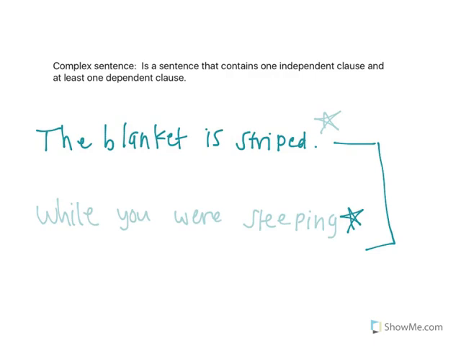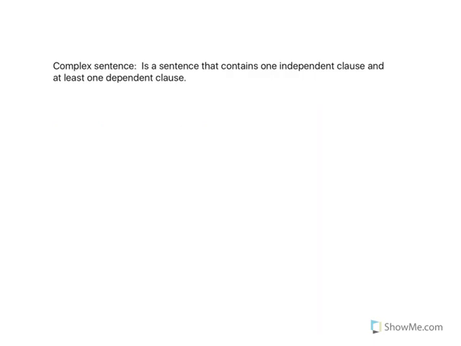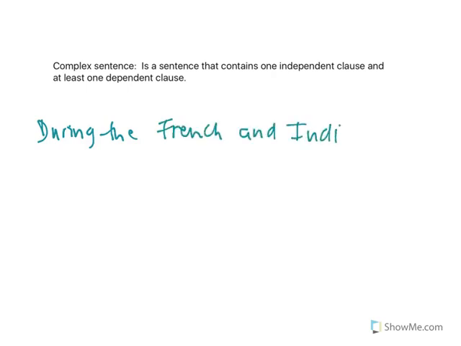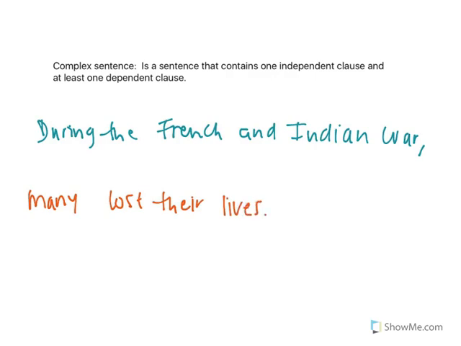So for example, a complex sentence might be, during the French and Indian War, many lost their lives. Let's dissect this and see why this is a complex sentence.